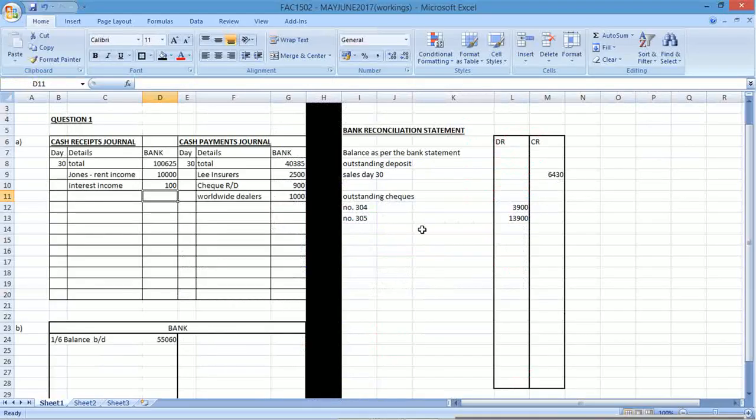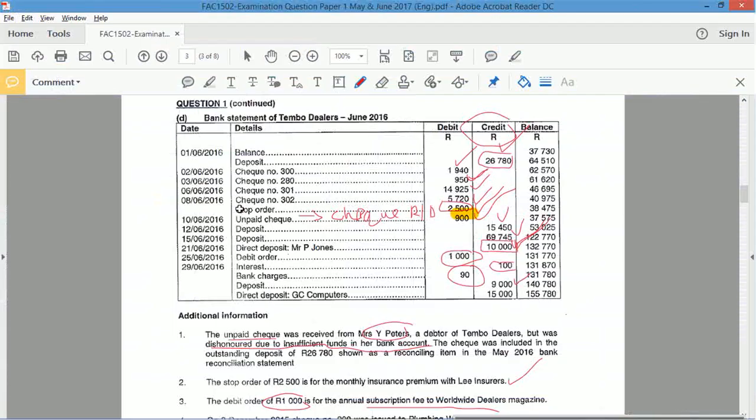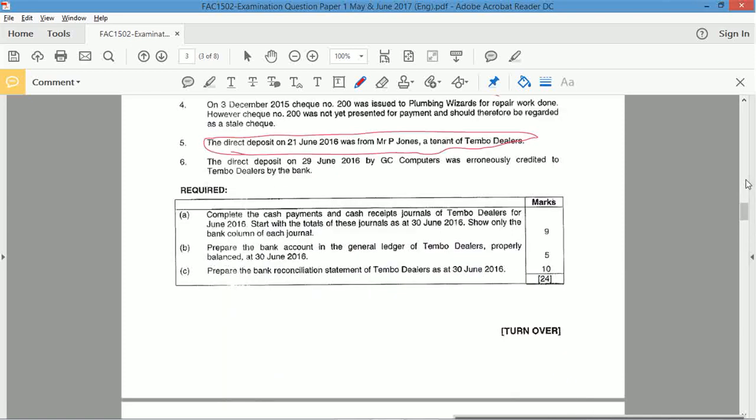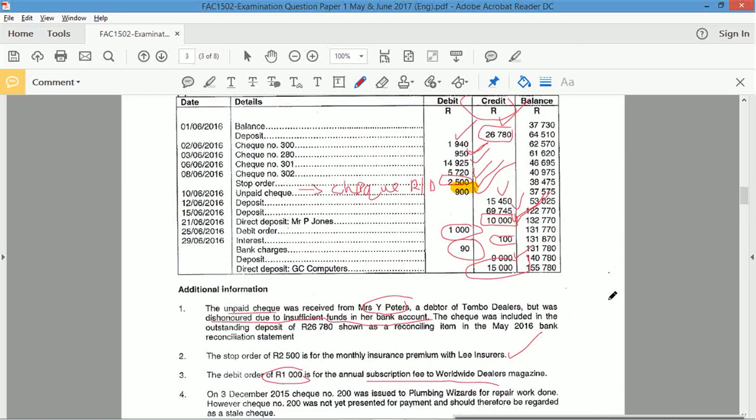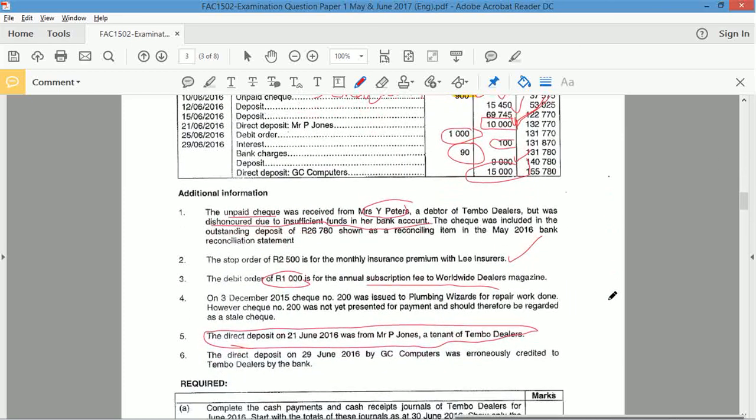Your books don't have it. Adjusting journal entry, CPJ. 90. We've ticked that one. We haven't ticked that. Direct deposit for a computer. There, direct deposit 29 was erroneously credited to Timber. Oh, okay, so here we go.